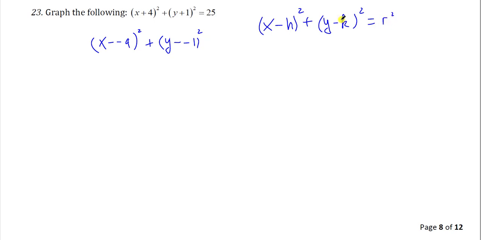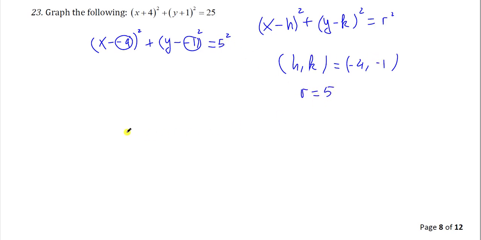Square. You want a square for the right-hand side, which is 5 squared, 25. So if you rewrite in this form, we know that minus 4 is h, which is 8, and minus 1 is k. So h equals minus 4 and k equals minus 1. This is the center of the circle, and 5 is the radius of the circle.